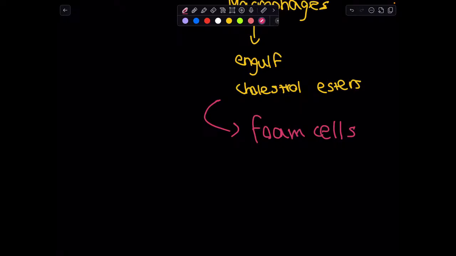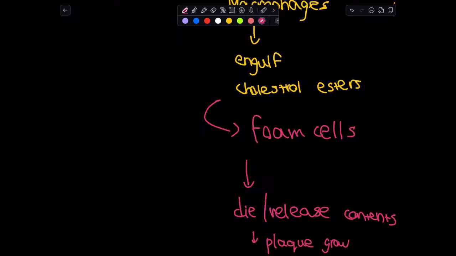Interesting. And what happens after then? Well, over time, those foam cells can die, releasing their contents and contributing to the lipid core of the plaque. This can cause the plaque to grow and potentially become unstable, leading to complications like a heart attack if it ruptures. Interesting.